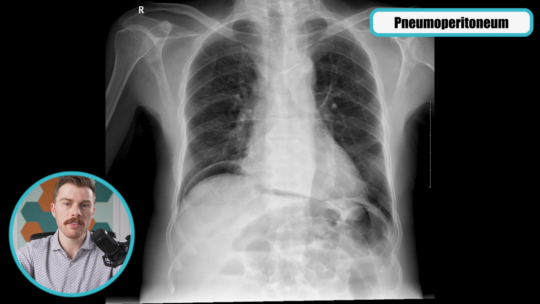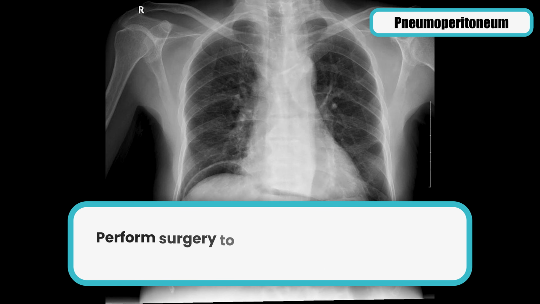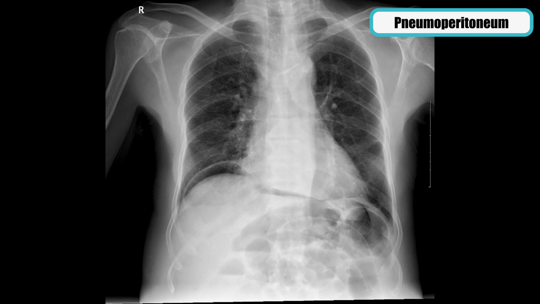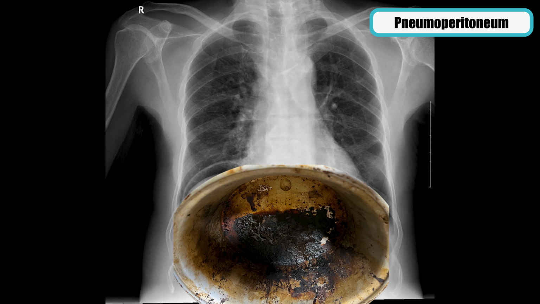When the bowel perforates, it doesn't just let air out, it spills bacteria and GI fluids into the abdomen, which rapidly triggers peritonitis. Surgery stops the leak, cleans the contamination, and prevents the abdomen from turning into the crock pot you've been meaning to wash for the past 3 weeks.